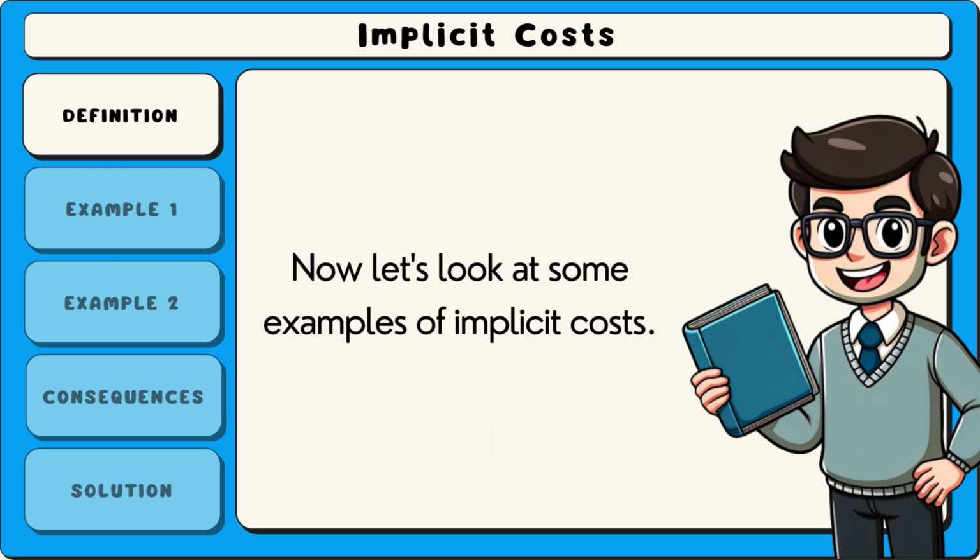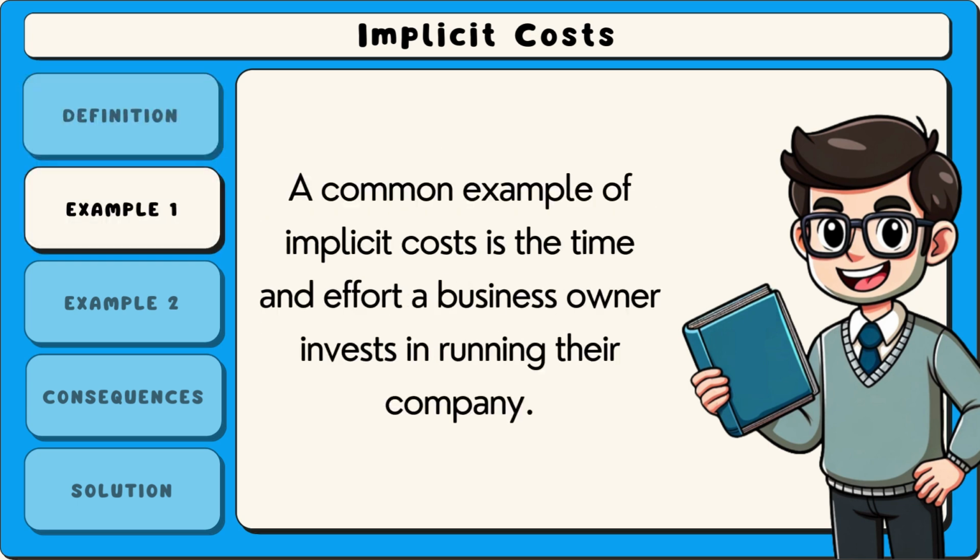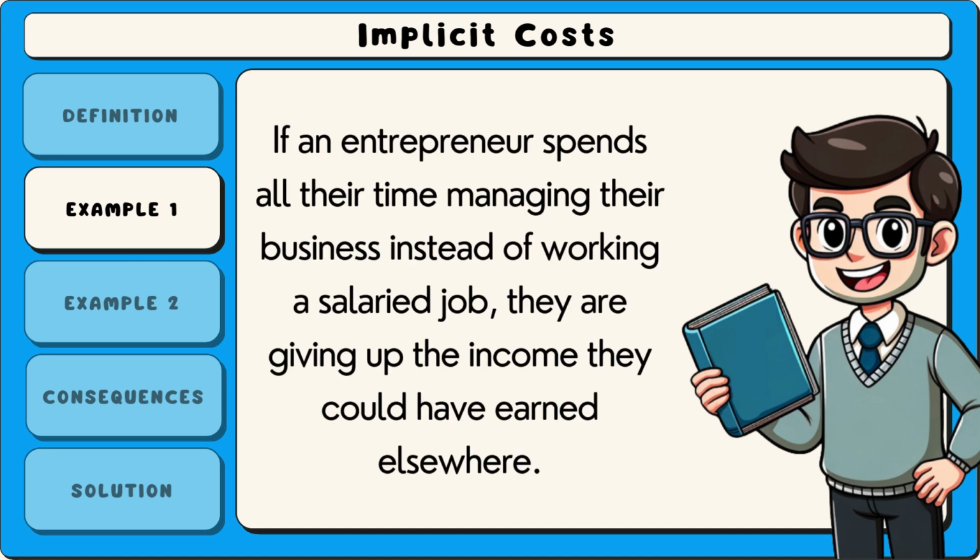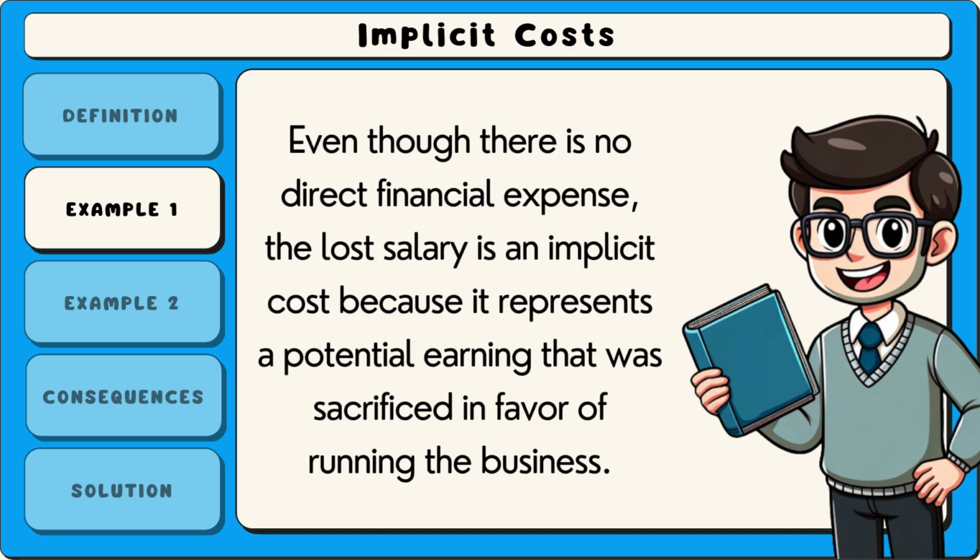Now let's look at some examples of implicit costs. A common example of implicit cost is the time and effort a business owner invests in running their company. If an entrepreneur spends all their time managing their business instead of working a salaried job, they are giving up the income they could have earned elsewhere. Even though there is no direct financial expense, the lost salary is an implicit cost because it represents a potential earning that was sacrificed in favour of running the business.